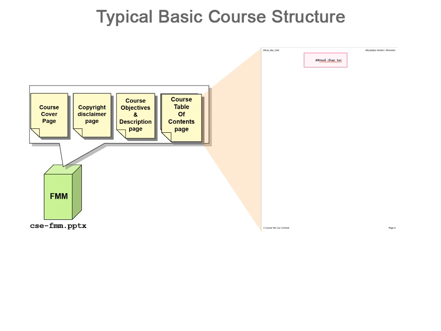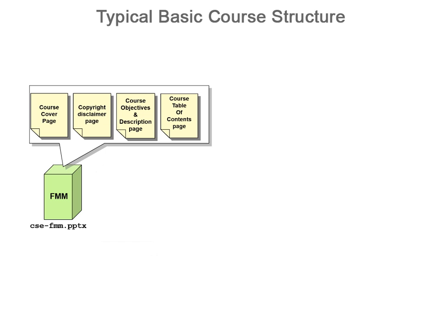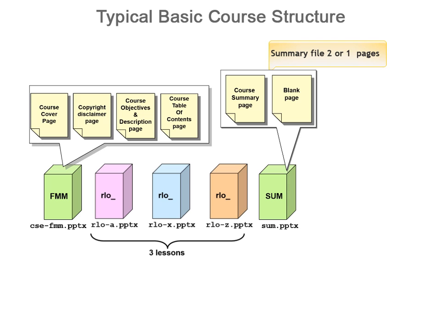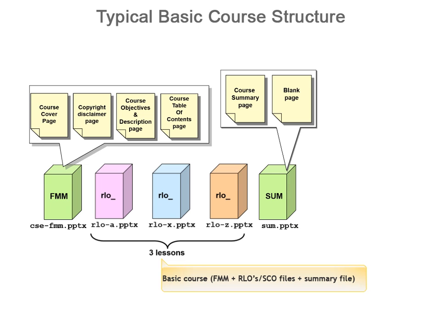After the front matter material file, we then drag and drop or add the lessons or RLOs into the build container and arrange them in the correct order for instructional delivery from top to bottom, ending with a summary file which can be at a bare minimum a single slide or page. In this example, we have a typical basic course sandwich which consists of a FMM file, 3 RLOs or lessons, and a summary file. A basic course would typically be a short course and probably no longer than 1 day in duration.